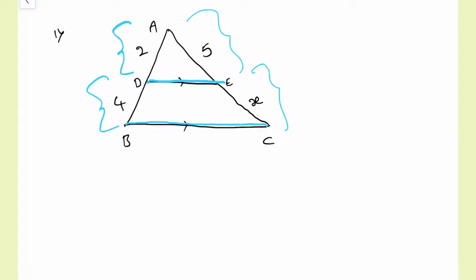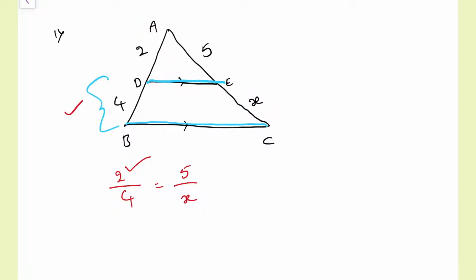If anyone feels uncomfortable with that terminology, AD by DB equals AE by EC, then you can remember it just like this: upper one by lower one equals upper one by lower one. So upper one is given as 2 units divided by lower one, 4, equals, here on the left side I started from the upper one, right? So on the right side also we need to start from the upper one first: 5 divided by lower one, X.